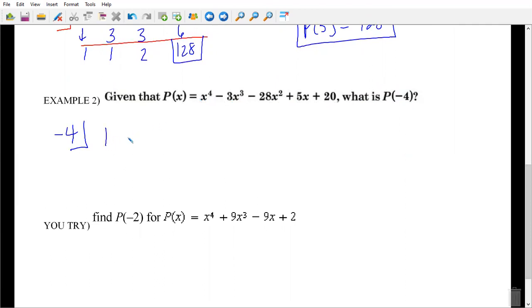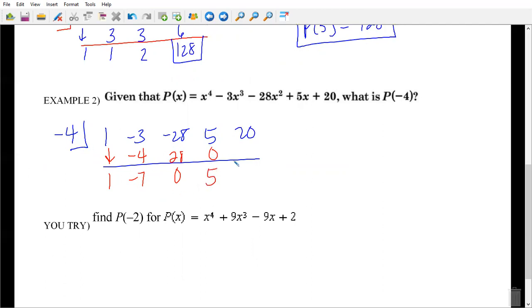List out my coefficients, 1, negative 3, negative 28, 5, and 20. Bring down 1. Negative 4 times 1 is negative 4. Negative 3 and negative 4 make negative 7. Negative 4 times negative 7 is 28. Negative 28 and 28 make 0. Negative 4 times 0 is 0. 5 and 0 make 5. Negative 4 times 5 is negative 20, and I get 0. So p of negative 4 equals 0.